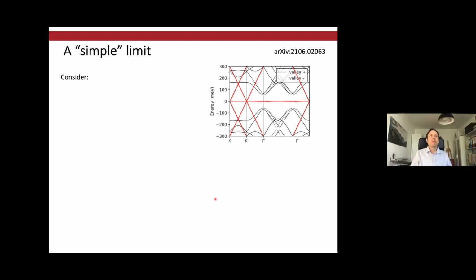Now, to get started with the interacting physics, I think it's a good idea to start with the simplest and yet non-trivial limit possible, which is the following one. So let's assume we take the TBG bands to be perfectly flat. So only the Dirac cones will remain dispersive. We focus on displacement field 0, which simply means that the bands decouple into mirror symmetry eigenvalues.